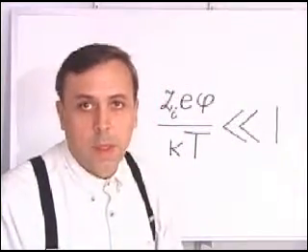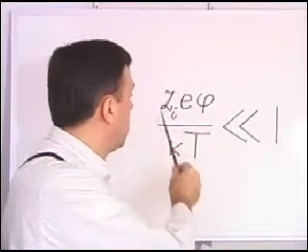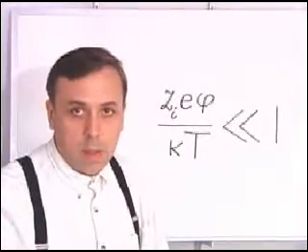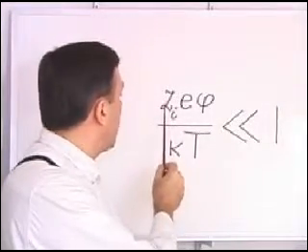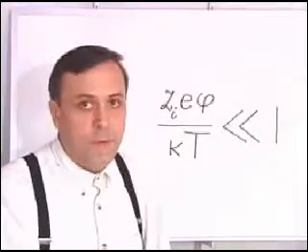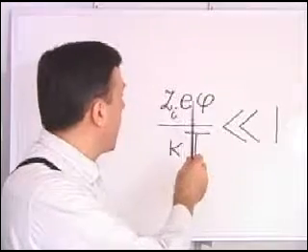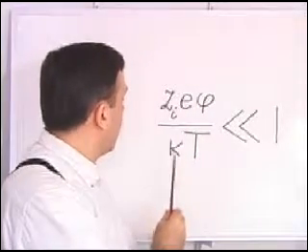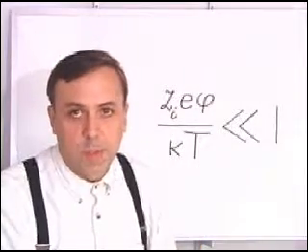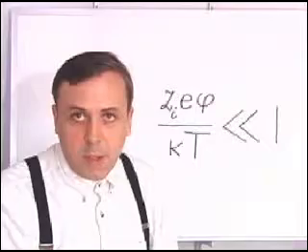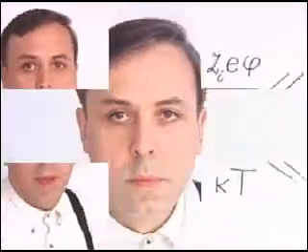In other words, it is considered that the electrical energy of the ions surrounding the central ion is much smaller than the thermal energy of these ions. Here Zi is the number of unit charges per ion, or the valency. E is the unit charge, phi is the potential, K is the Boltzmann constant, and T is the absolute temperature. The lower the concentration, the better this inequality is obeyed.